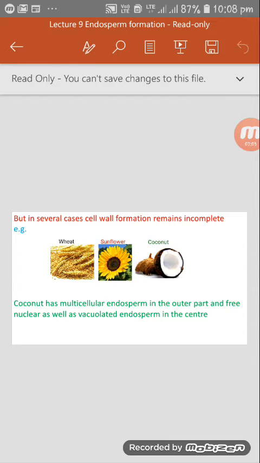In several cases, cell wall formation remains incomplete. For example, in wheat, sunflower, coconut. Coconut has multicellular endosperm in the outer part and free nuclear as well as vacuolated endosperm in the center. So, the coconut water, what is it? It is the endosperm, which is free nuclear.